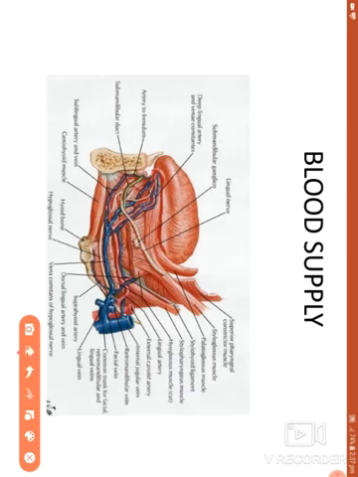Here you can see the sublingual veins, the venous drainage. There are some deep veins which join the superficial veins to form the lingual vein, which finally drains into the internal jugular vein. So the venous drainage of both salivary glands, sublingual and submandibular, is into the internal jugular vein. So that's about the blood supply.